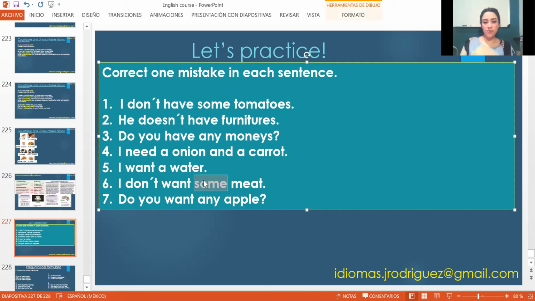Okay, a negative with some. Not really. And number 7, do you want any apple? What's the mistake there? Okay, so I'm gonna give you a short 5 minutes to try to identify the mistake and correct the sentence. Okay, hay que identificar el error y corregir la frase. Vamos a tener 5 minutos para tratar de responderlo and then we come back. 5 minutes starting now.